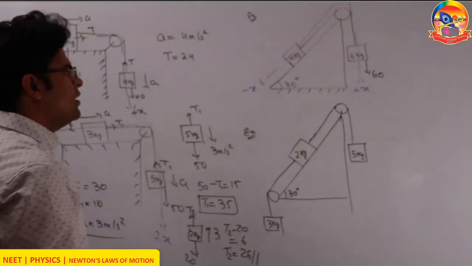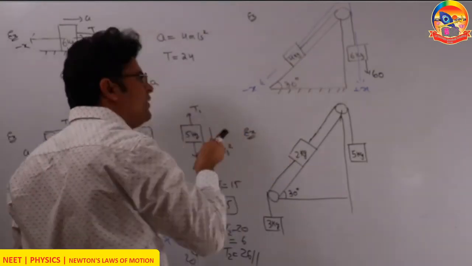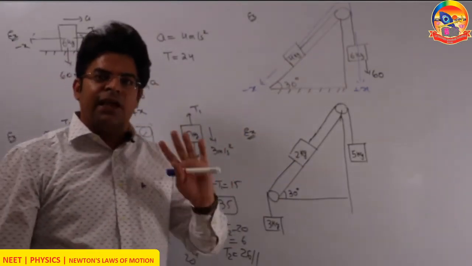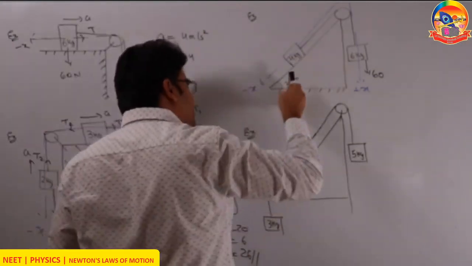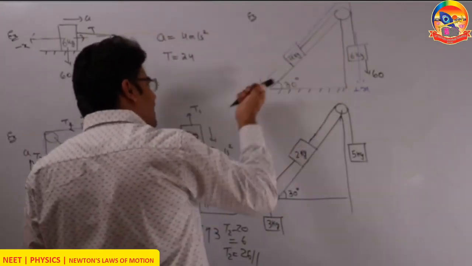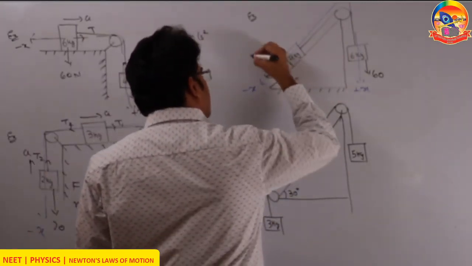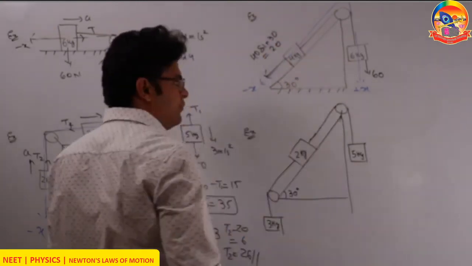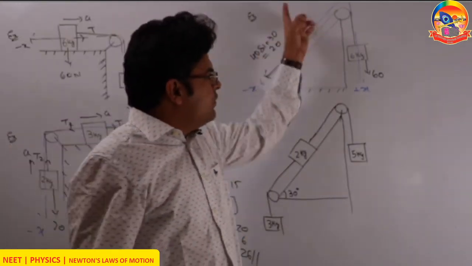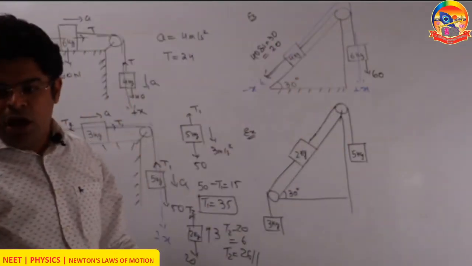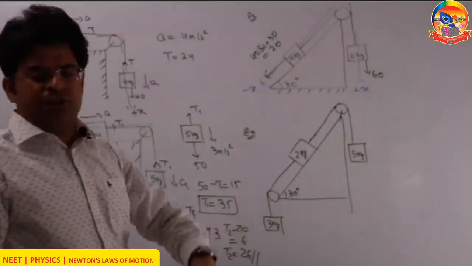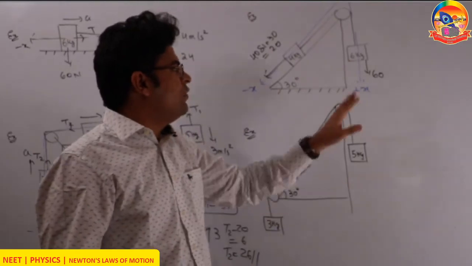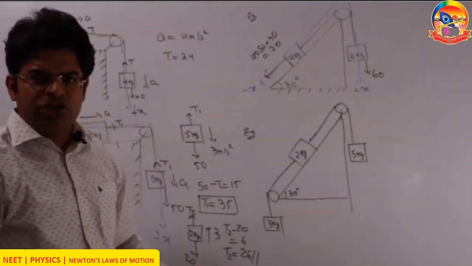What will be that component? That will be 40 sine 30. And we know that sine 30 is half. So the component of this 40 along the string comes out to be 40 sine 30, that is 40 into half, that is 20. So think that a force of 60 towards positive x, a force of 20 towards negative x. So the net force towards positive x comes out to be 60 minus 20, that is 40.